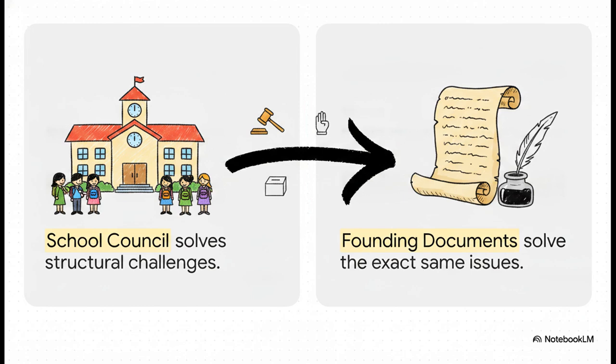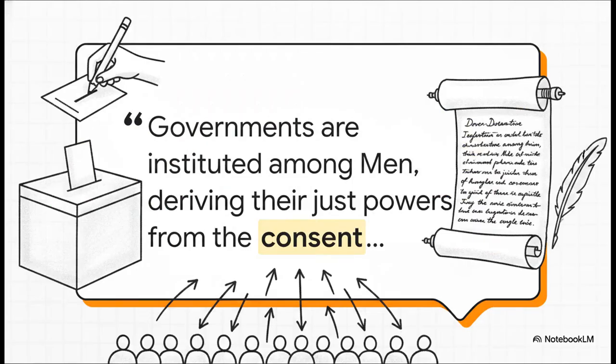Let's match up our 5 ideas with the actual transcriptions from the National Archives. Just like your vote gives the student council its authority, the Declaration of Independence lays down the law that legitimate government power only comes from the consent of the governed. It's written right there as the foundational vision of the whole country.